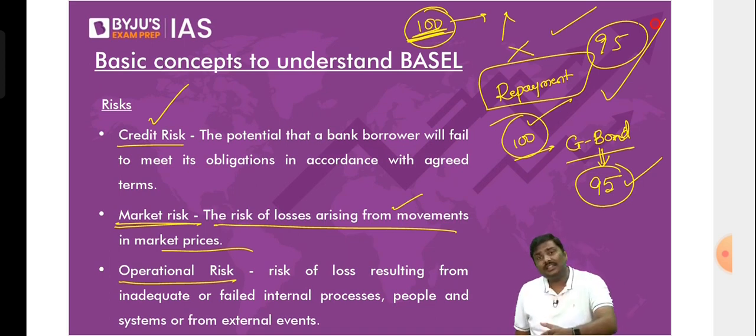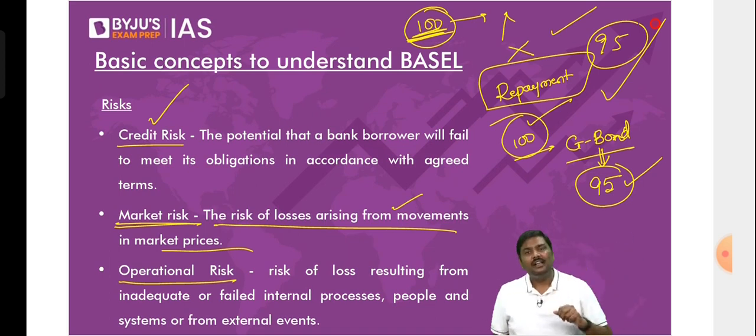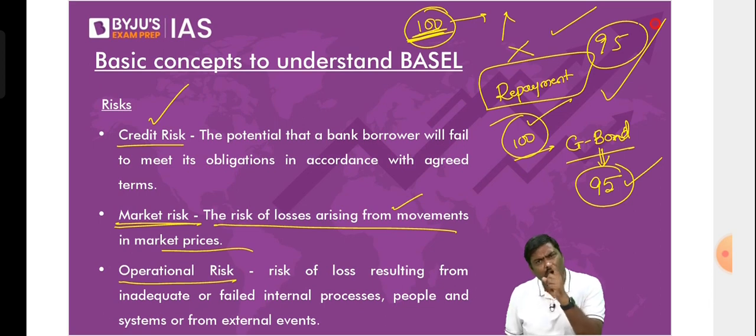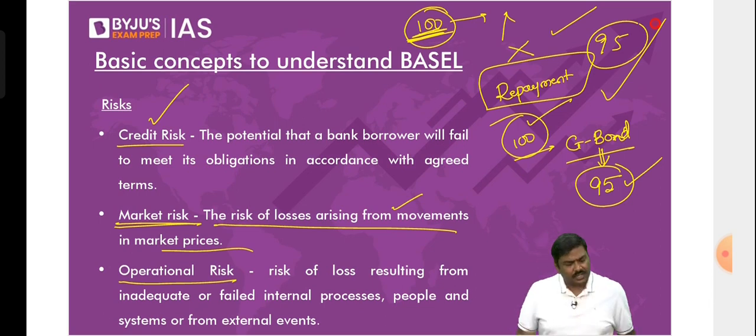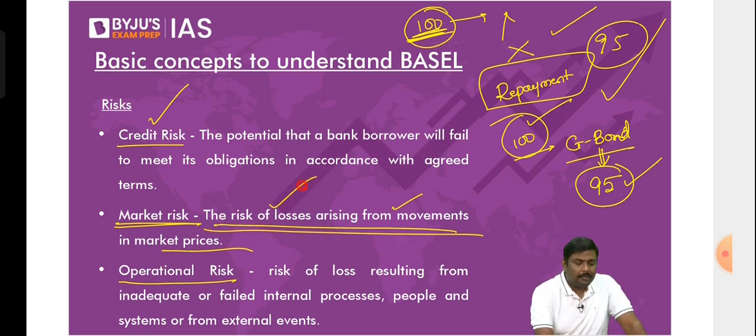Yes. Can the bank also incur the same kind of a loss? They purchased the government security at 100. Now they will sell it at 95. Is it not a loss for the bank? Of course, yes. It is a loss. So whatever losses the banks will face because they are taking a risk because there's a market movement, that is called a market risk.